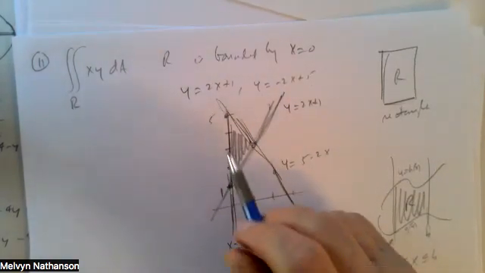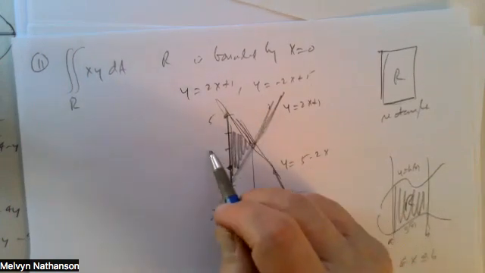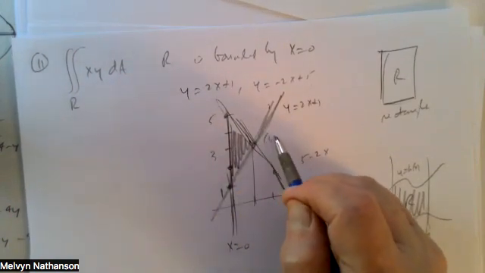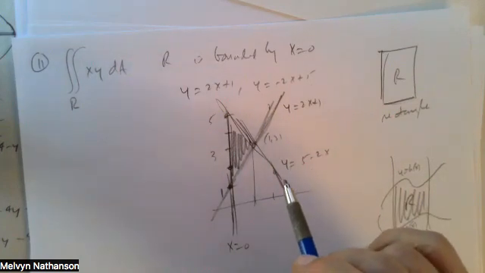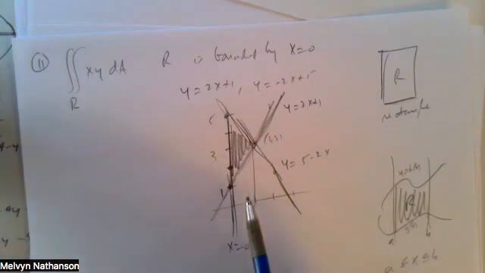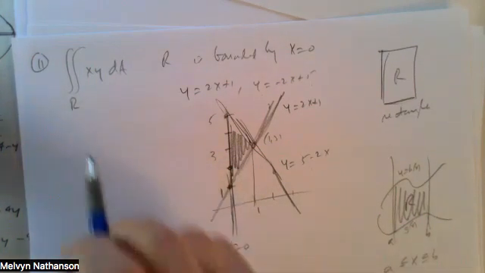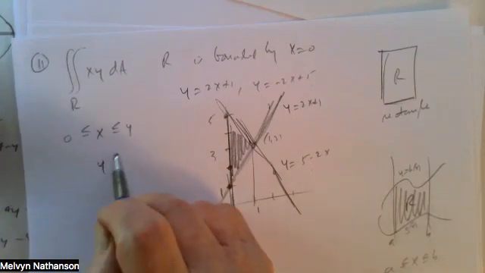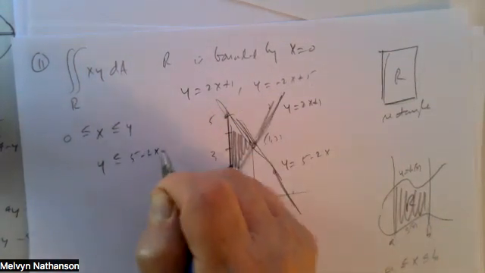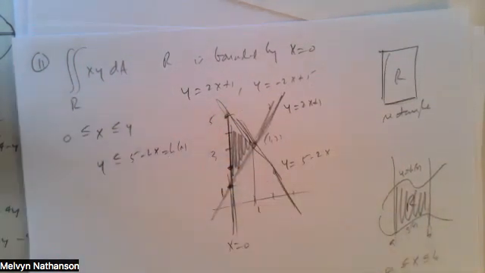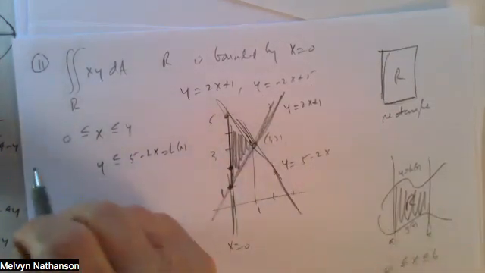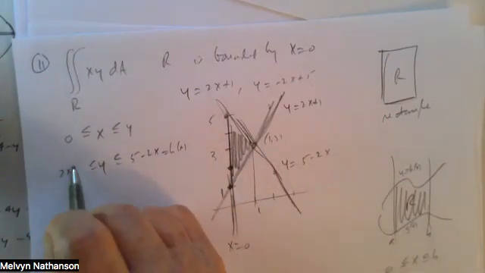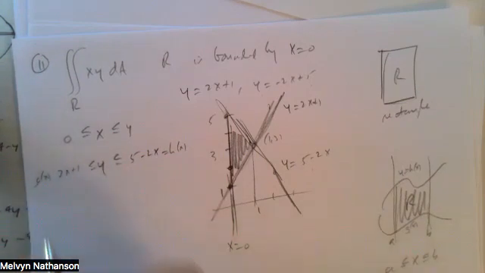You see, this is 1, this is 5. This is the point 1, 3. So we can also describe this region as follows. This is the region where x is between 0 and 1, and y is bounded above by the line 5 minus 2x, that's my function h of x, and below by the function y equals 2x plus 1, that's my function g of x.